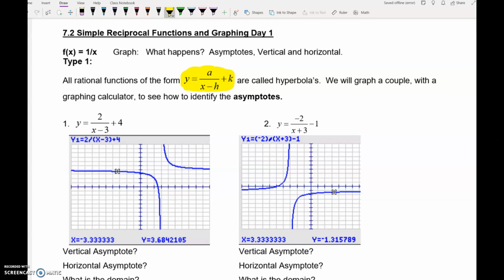Basically, if you have something divided by x, the reason this comes after section 7.1 is that in 7.1 we looked at inverse variation, y equals something divided by x. If you put that into a graph, it creates this shape. So here's a couple of them graphed for you, and we're going to look at where the asymptotes are. I'm going to draw the asymptotes in to help you. On this one, there's a vertical asymptote there, and a horizontal asymptote here.